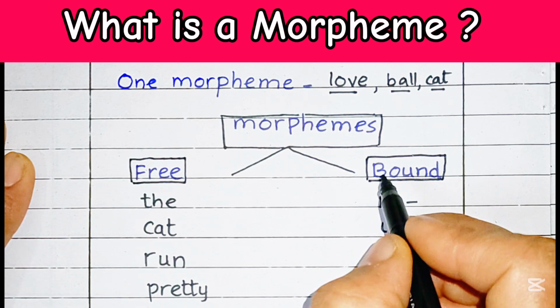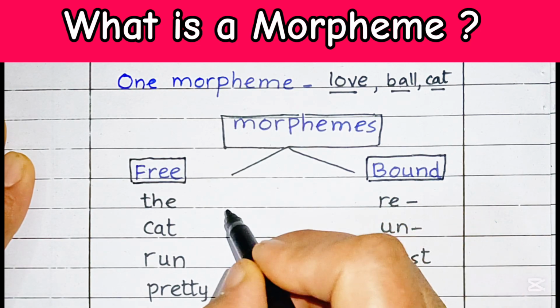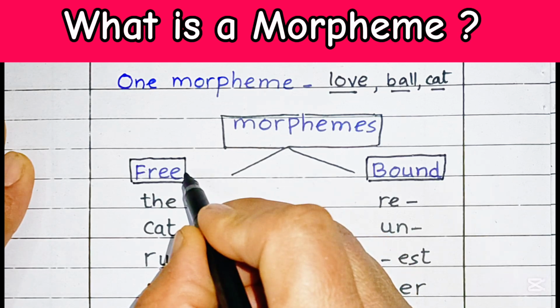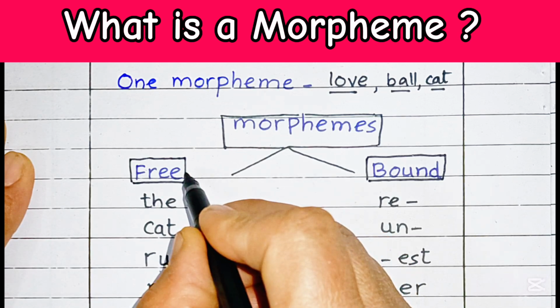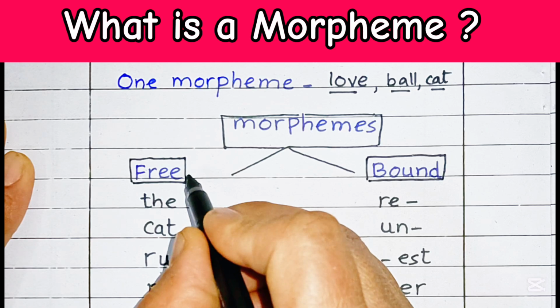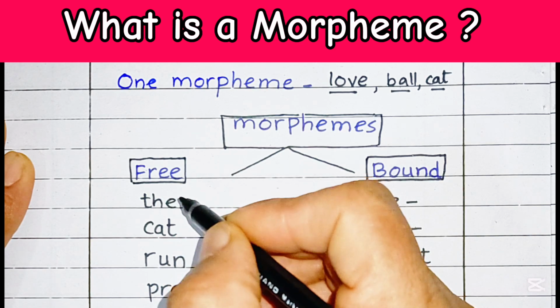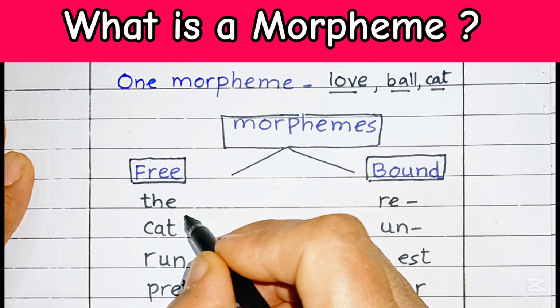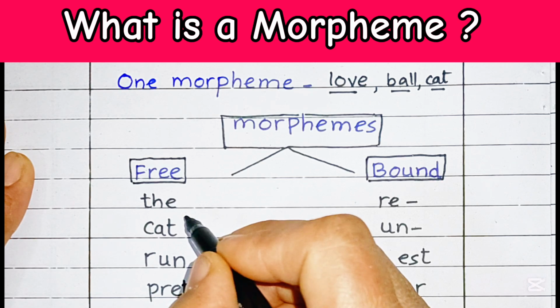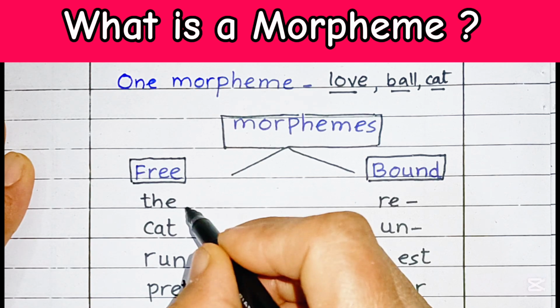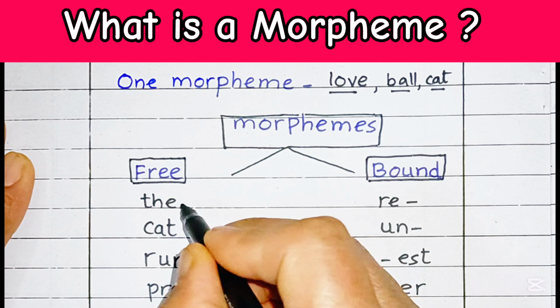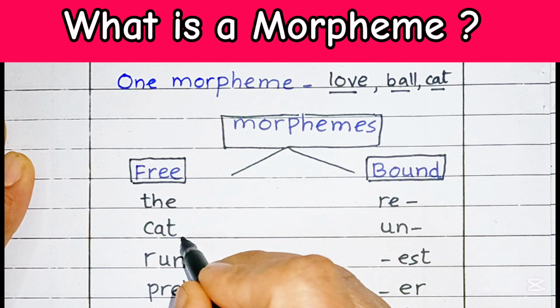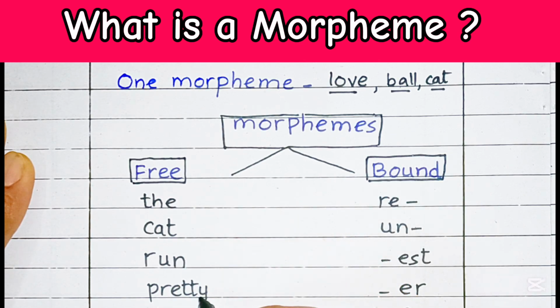So a free morpheme is this one. A free morpheme is one that can stand on its own. That is, it's an entire word. You can see the examples. Have a look at those examples: the, cat, run, pretty, ball. So these words are actually free morphemes.